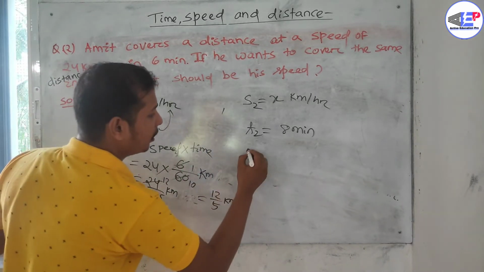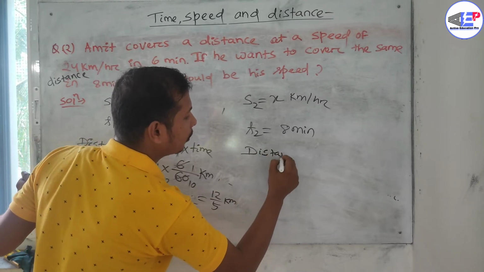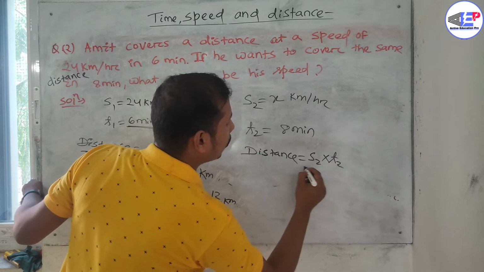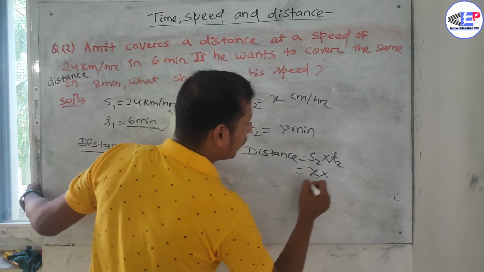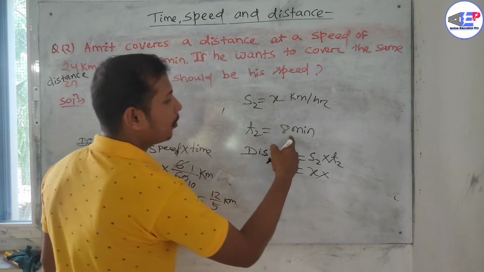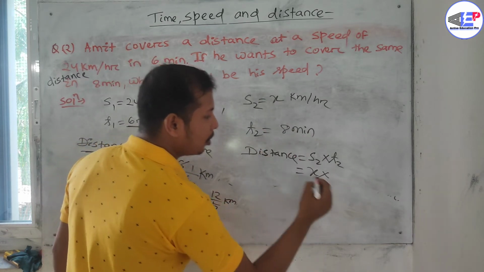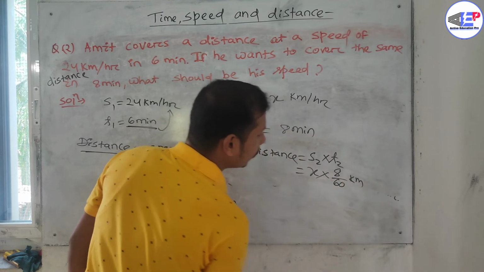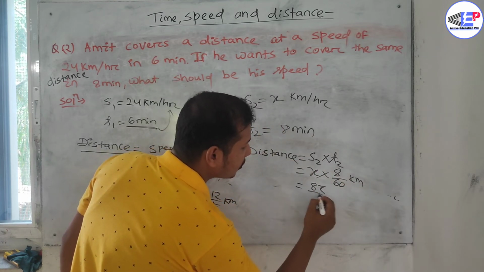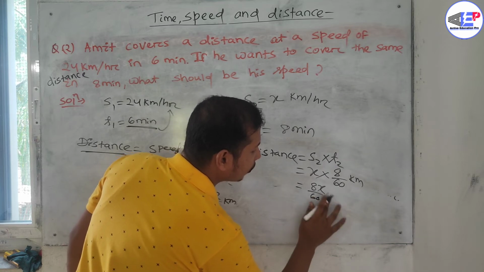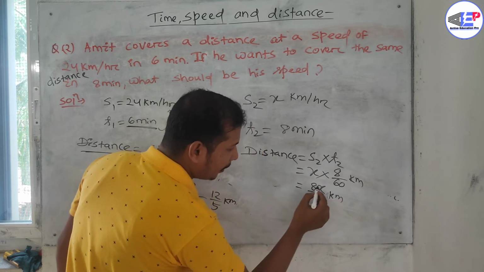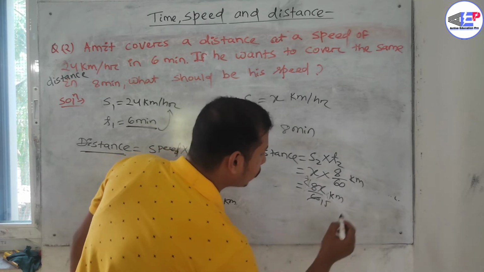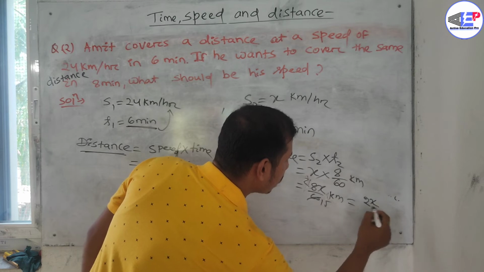For the second case, distance will be speed S2 into time T2. Here speed S2 is x and time T2 is 8 minutes. We have to convert the unit of 8 minutes to hour, so we have to divide it by 60. So it will give 8x by 60 kilometer. We can divide it by 4. So it will give 2 and 15. So it will become 2x by 15 kilometer.